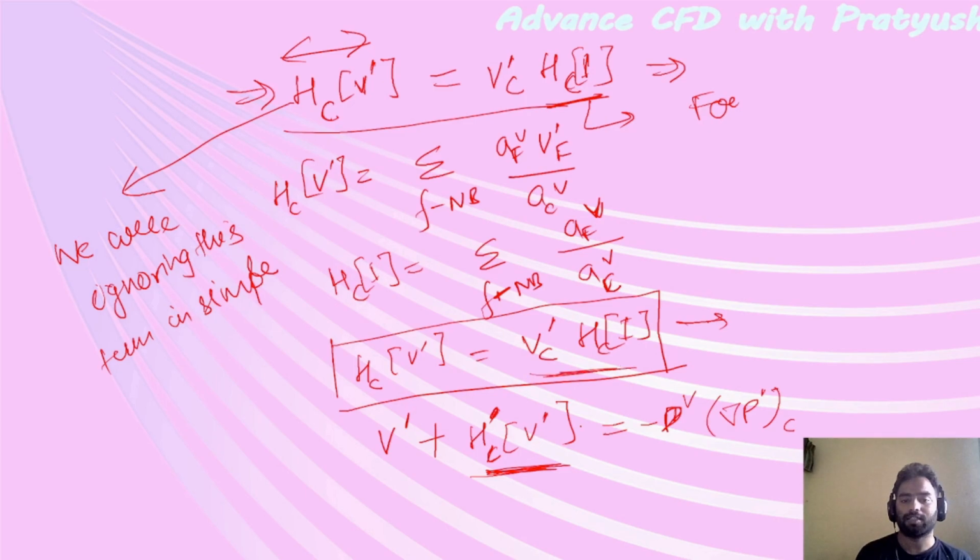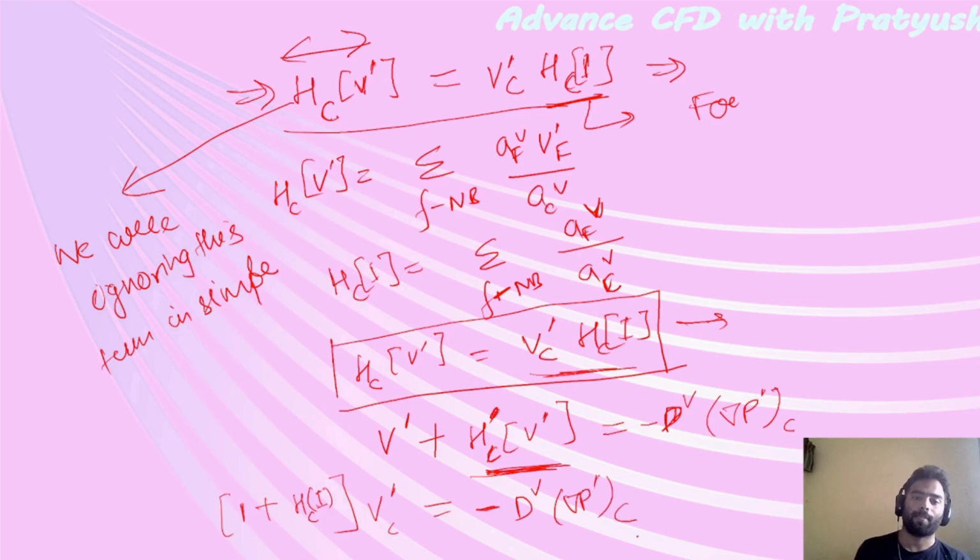So in place of this term I can write this term. This will become V dash C into 1 plus SC1, equal to minus D into del P dash into C. So this is the corrector step that we are going to use in the simplex.